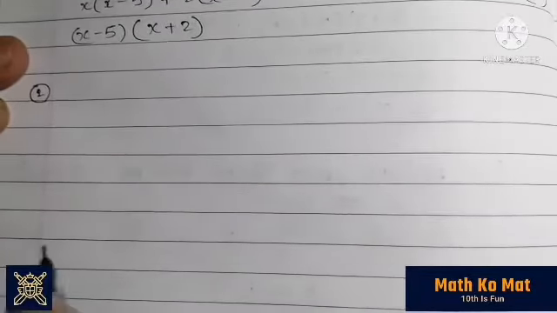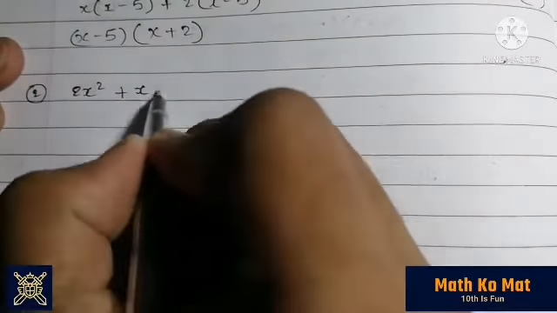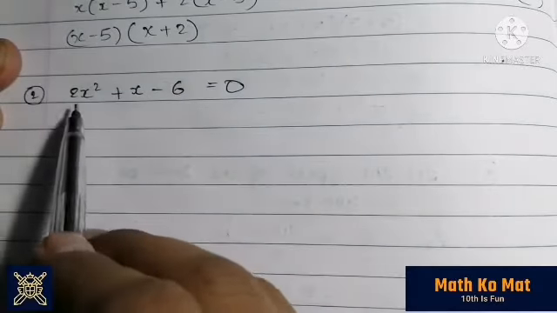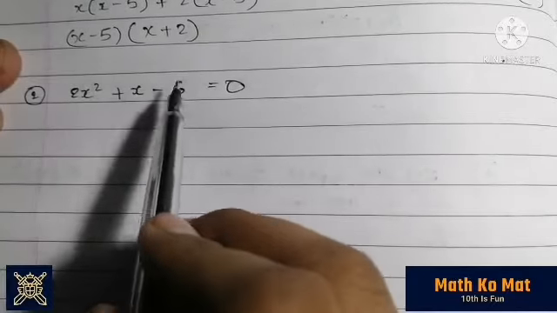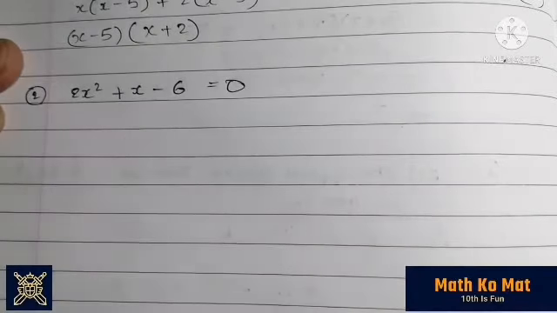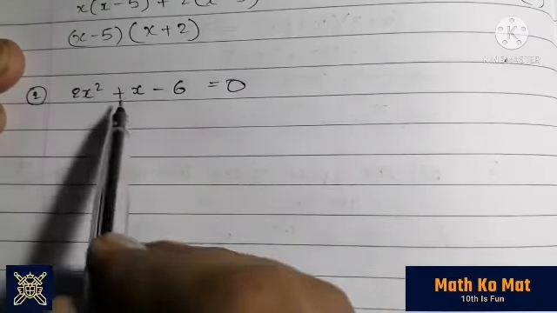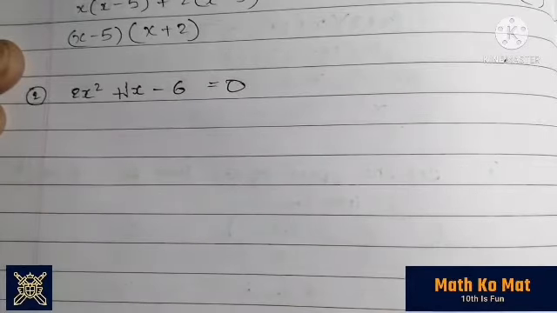For the second part, the question is 2x square plus x minus 6 is equal to 0. Now you just multiply the coefficient of x square with the constant term. 2 into 6 is 12. So the product should be equal to 12. And as you know, 12 is 3 into 4. When you subtract 3 from 4, you get 1, the coefficient of the x term. So 3 and 4 will be good.